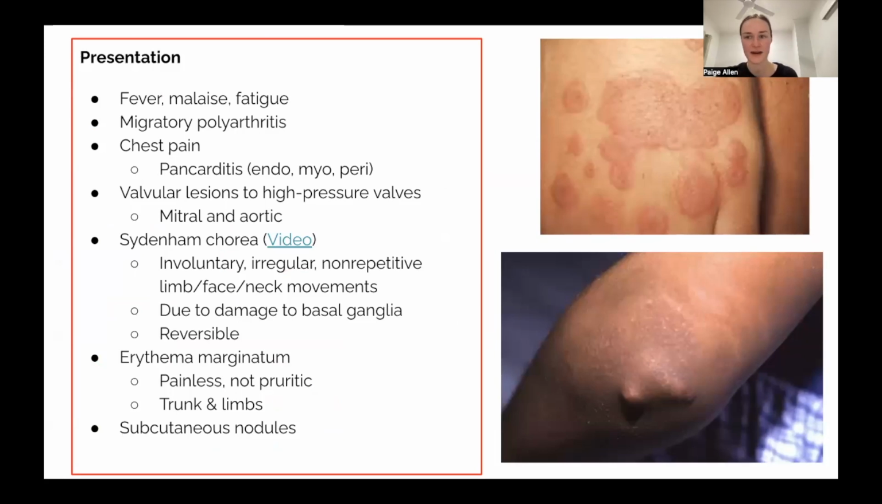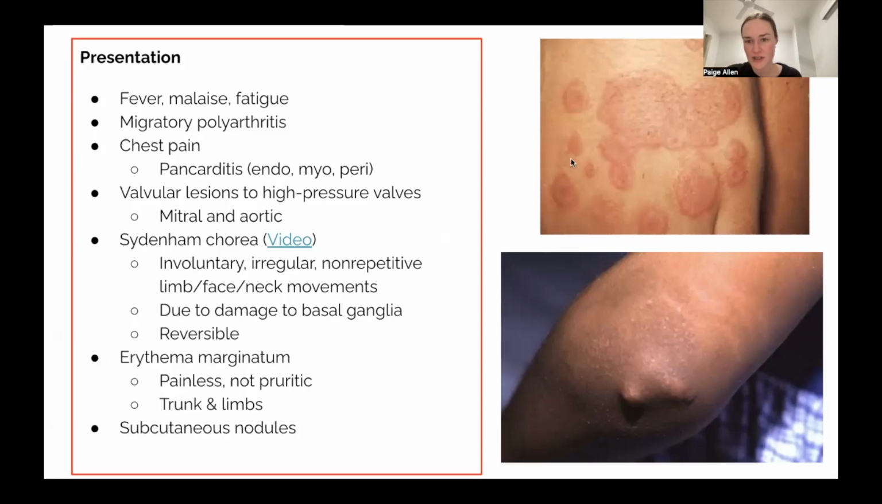I've got a video linked there, but essentially it's these weird jerky movements that look like a seizure, except they're not rhythmic. They're just random movements. And that's due to damage to the basal ganglia, right? So all of your dopamine receptors, which cause your normal cohesive movements. So it almost has a Huntington's type presentation to it.